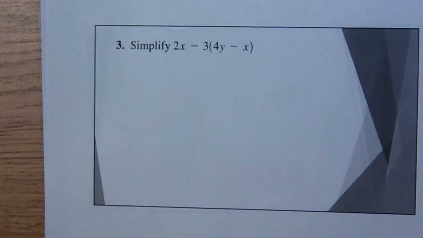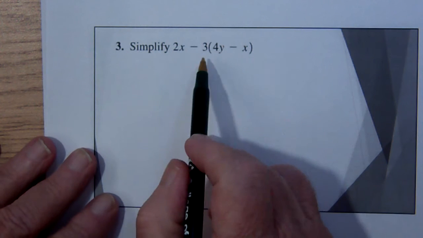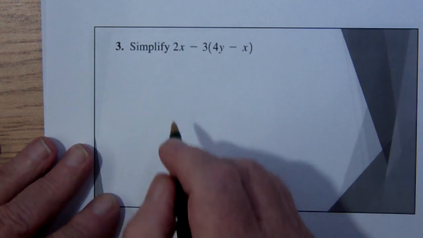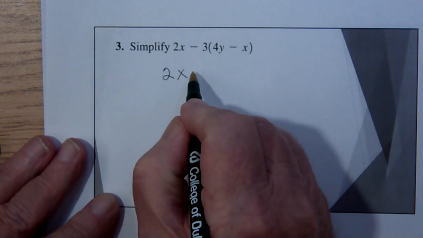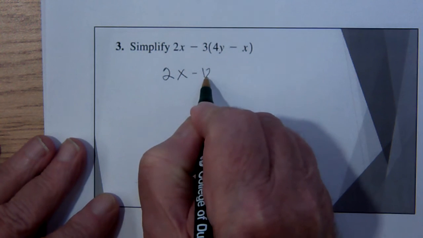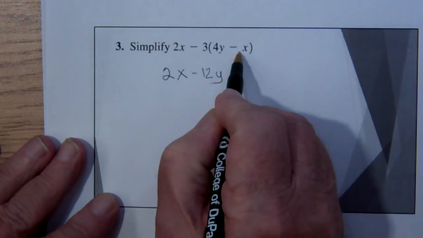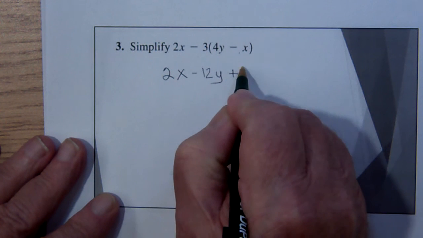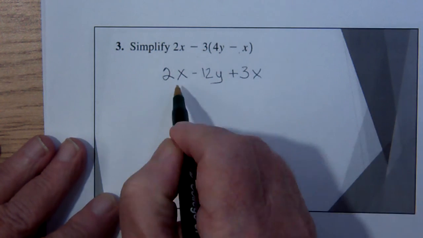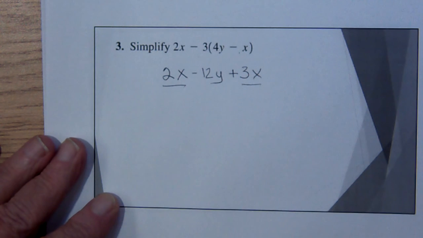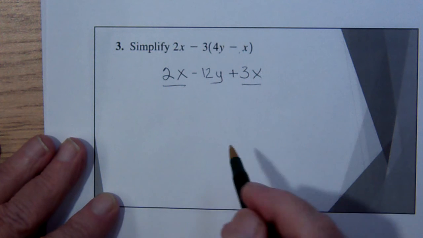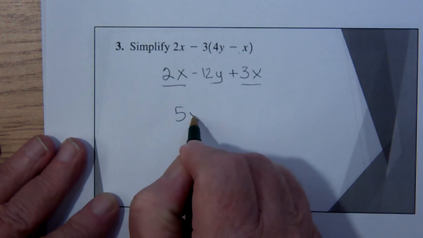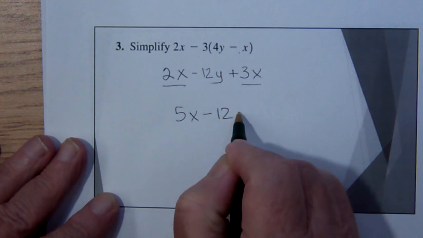An example of simplification is found in this problem. I'm going to distribute and then I'm going to combine like terms. So I have 2x, and now I will distribute this minus 3. That's going to be minus 12y, and a minus times a minus is a plus 3x. But now this term and that term have the same variables and the same exponents, so I have 2x plus 3x is 5x minus 12y.